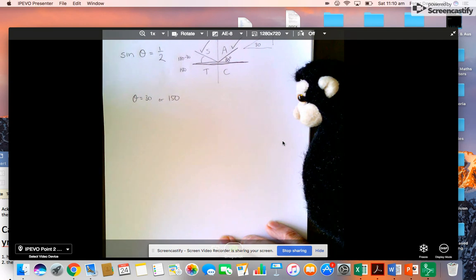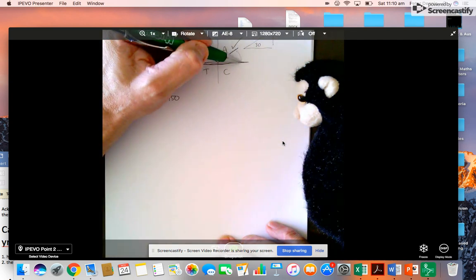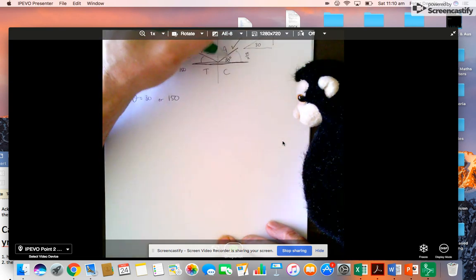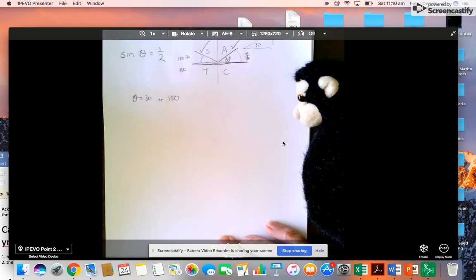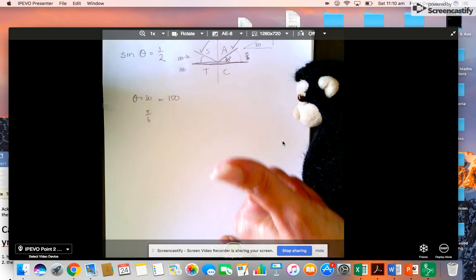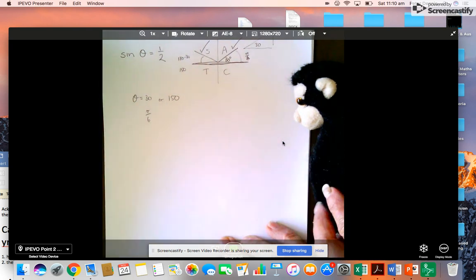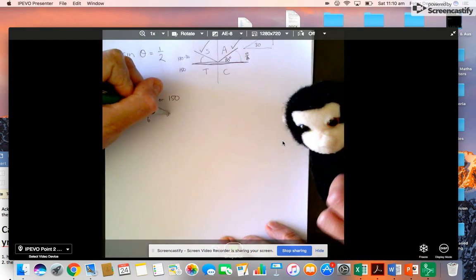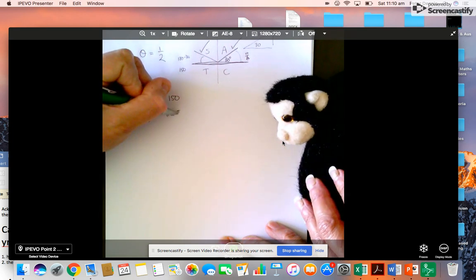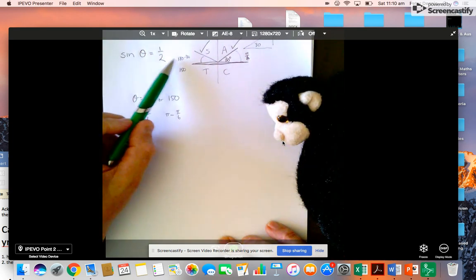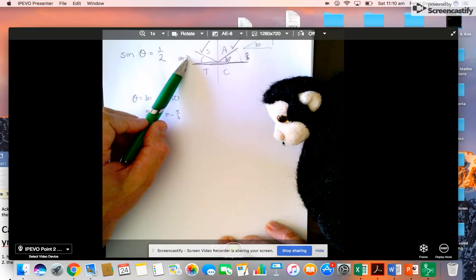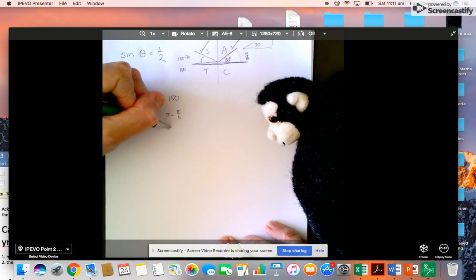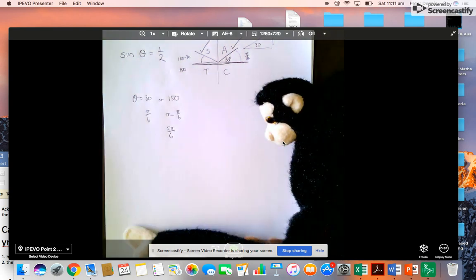If we were working in radians, it's exactly the same. Sorry, 30 is pi on 6. So 30 becomes pi on 6. Monkey's giving me a thumbs up because that's correct. And in this quadrant, 180 is pi, so it's going to be pi minus pi on 6. So we still do the same thing, 180 minus theta or 180 minus 30 or pi minus pi on 6, and we can simplify that to 5 pi on 6.